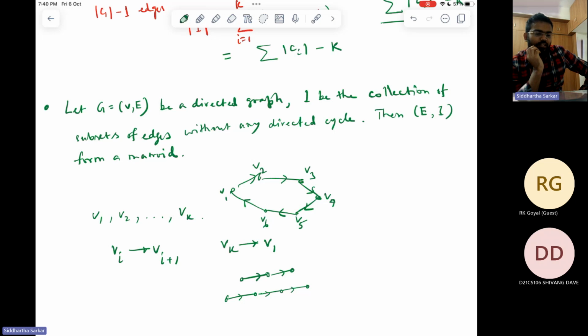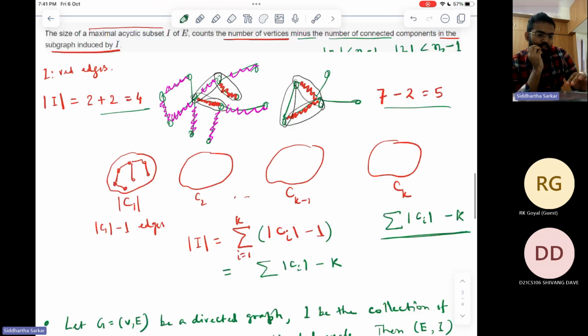So you're saying that it is not straightforward to prove the exchange property because if you consider two subsets of edges, I1 and I2, where I2 is larger than I1, then how do you identify that edge in I2 that can be safely added to I1 without forming a cycle? Yes.